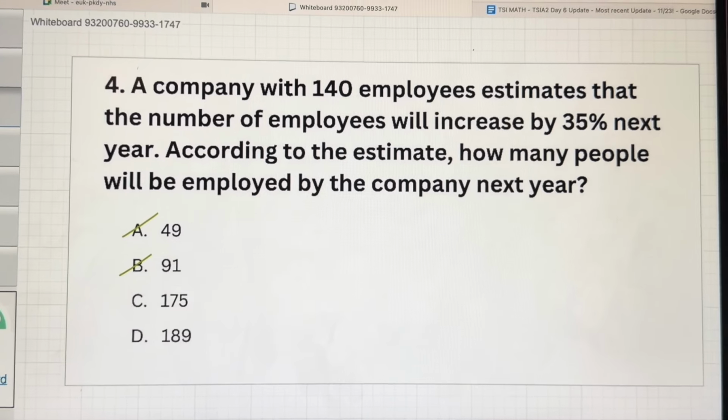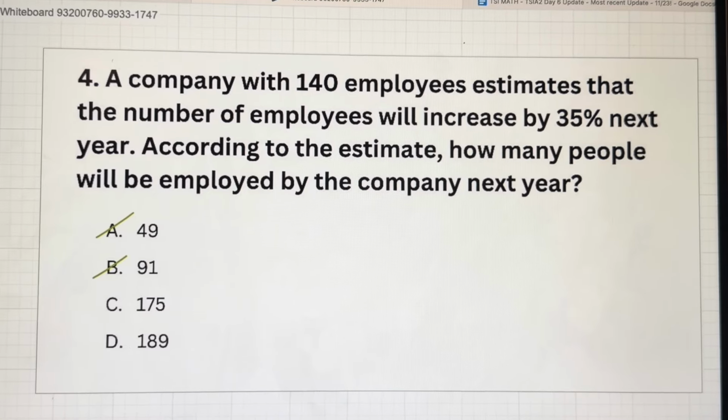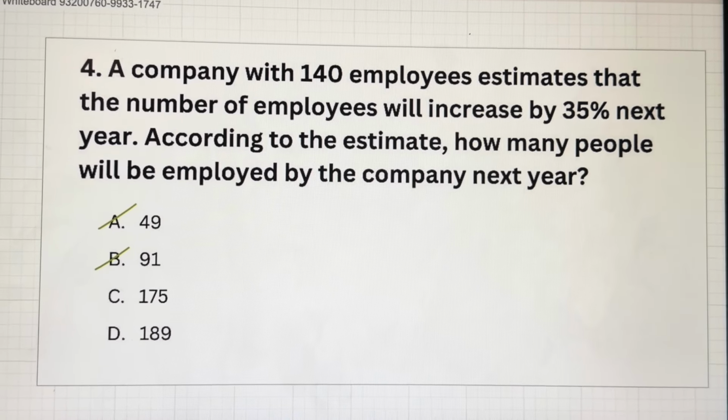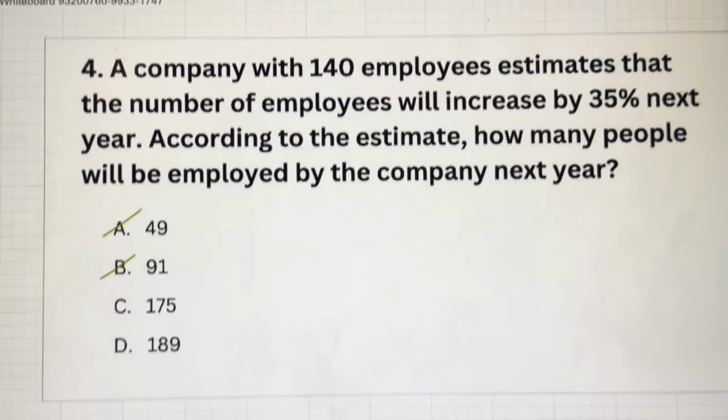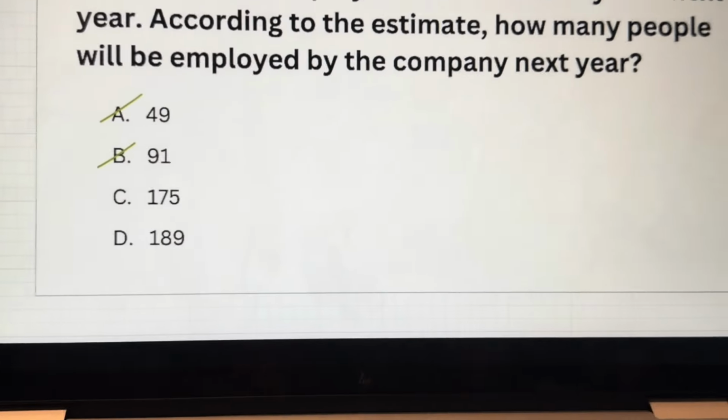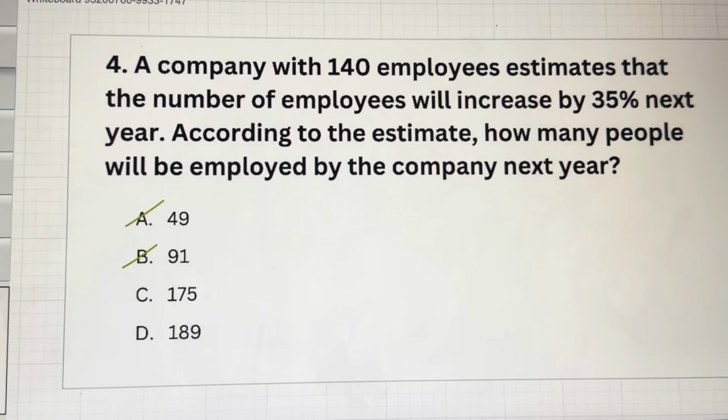So be careful, right? Don't just see two numbers and be like, oh, 35% of 140. That's not what it's saying. It's saying it's going to increase by 35%. So be careful there. It's going to be some number bigger than 140. There's no way around it. So it's either C or D.